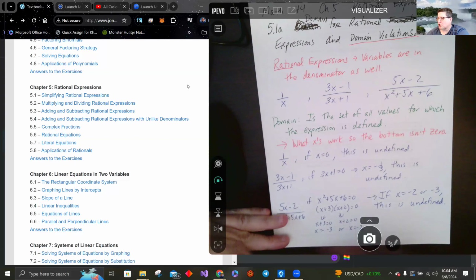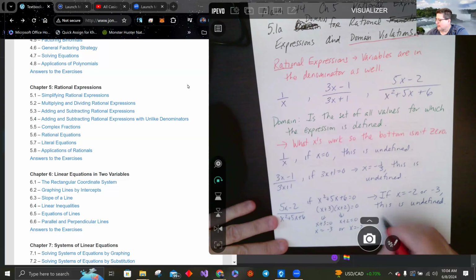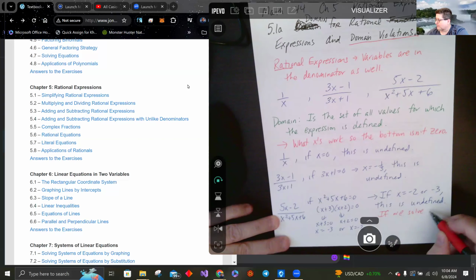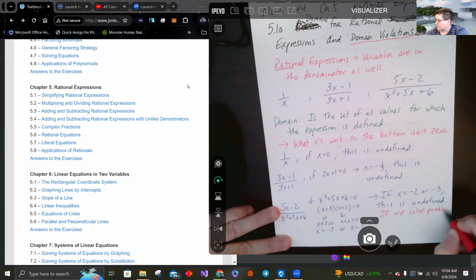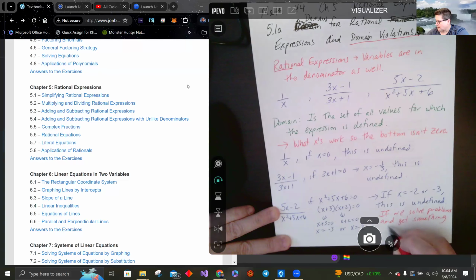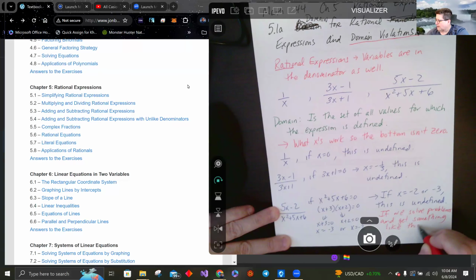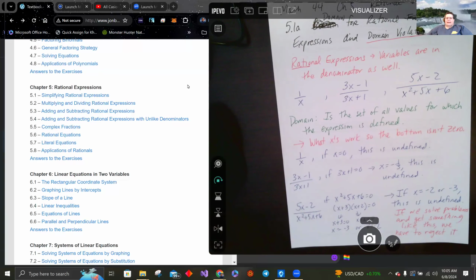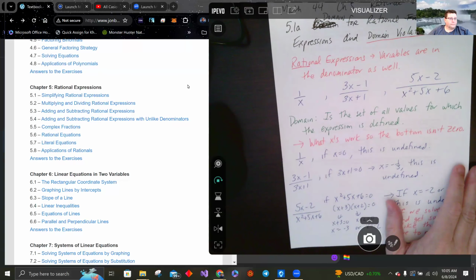So when we're solving problems, if we get something like this as an answer, we have to reject it. It's going to violate the domain. It doesn't fit in the domain. Okay.